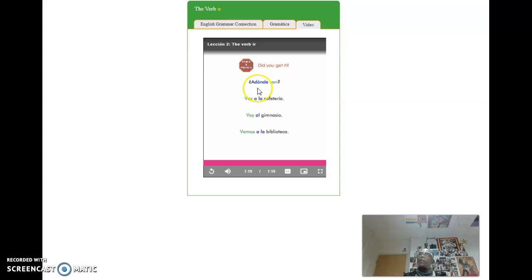Now, right here, you can see it. Voy al gimnasio. When you have a and l, that's a contraction. It's one of the only few contractions that there are in Spanish. In English, we have a lot. In Spanish, we have very few. This is one of them. Al means to the. You put a, and instead of el after, you just get rid of the e and bring the l together to make al, which means to the.